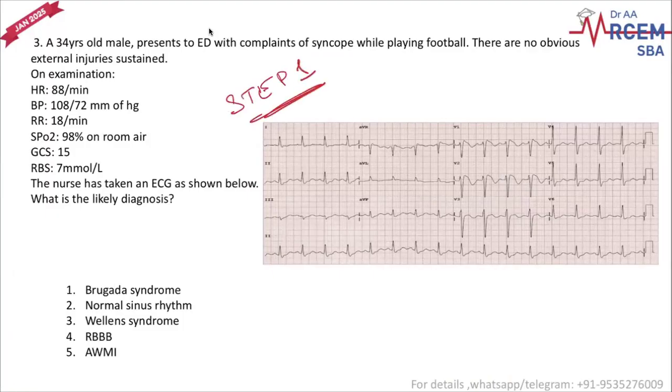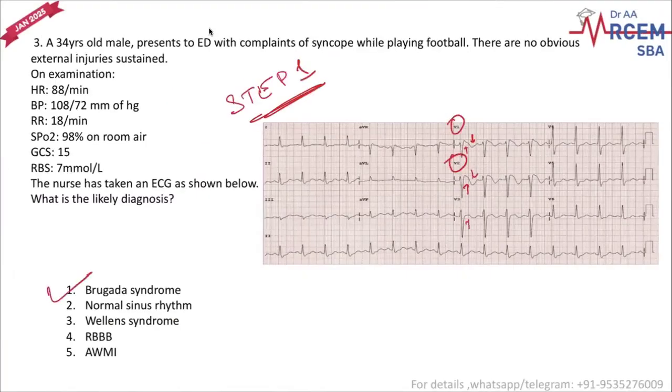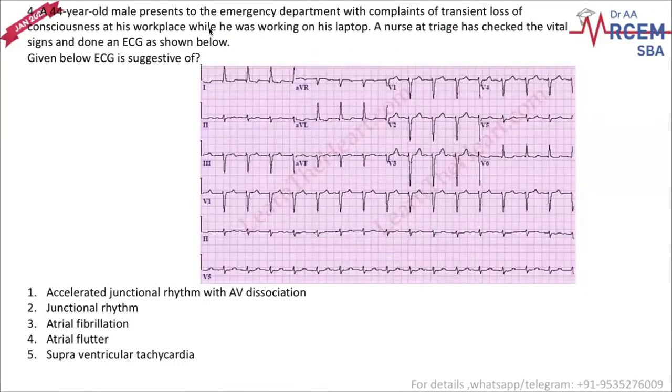There are no multiple steps. So you're seeing the ECG. The ECG is suggestive of an ST segment elevation with T wave inversion, which is present in V2 and V1, which is suggestive of Brugada syndrome. Feel free to stop me at any point of time if you have any question.